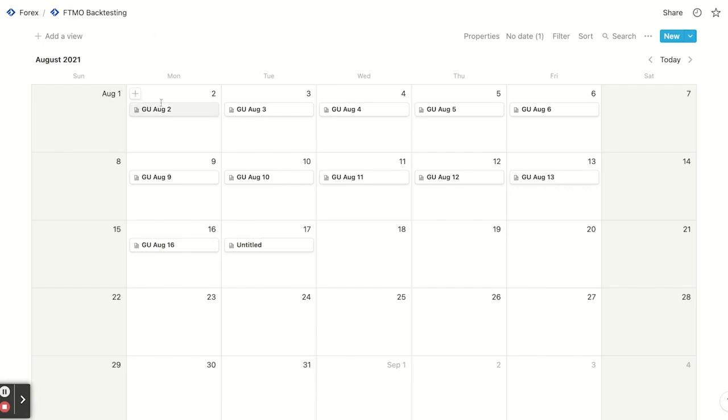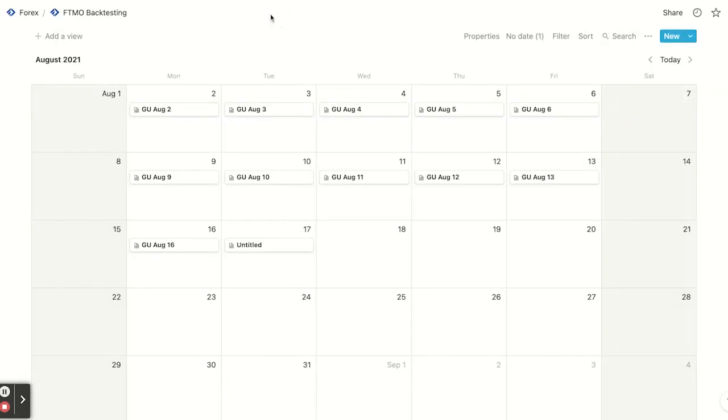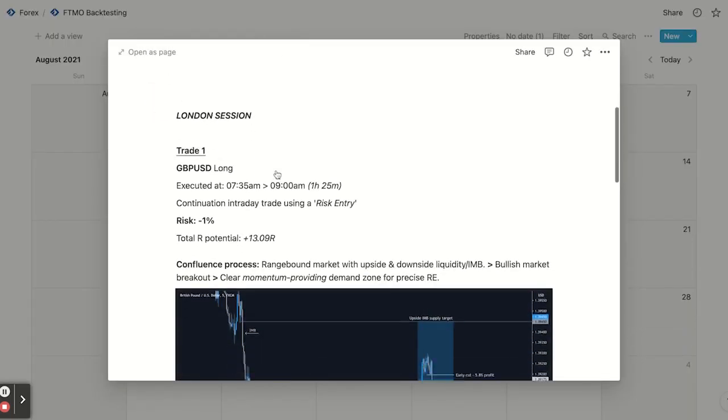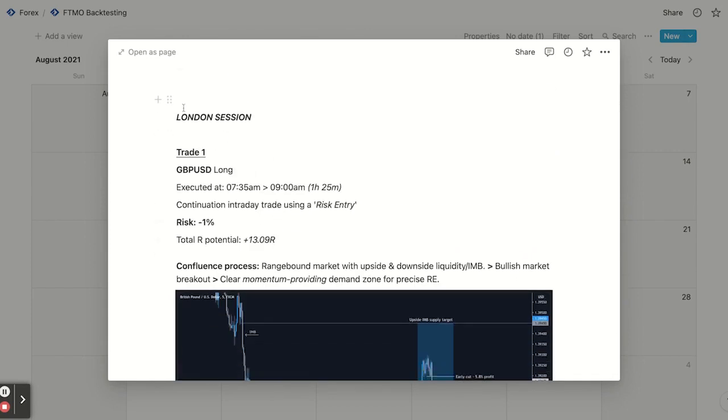And what that allows you to do is create essentially a journal entry for each day of whichever weeks or months you were trading. So if we go to this date, the 1st of August, what I can actually do here is put in an explanation of the London session.